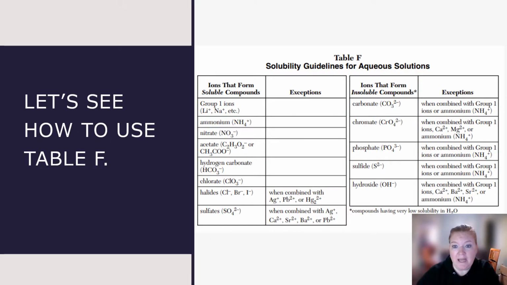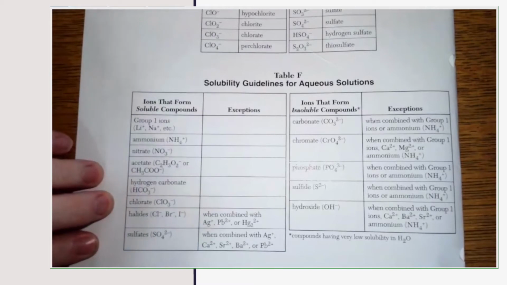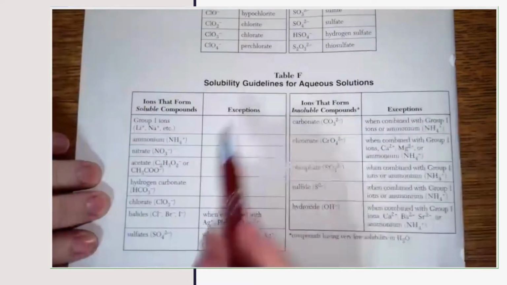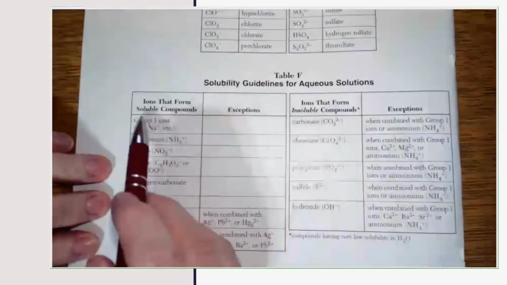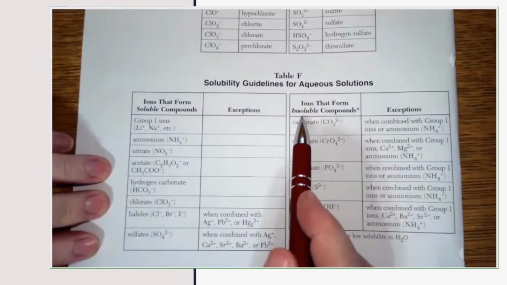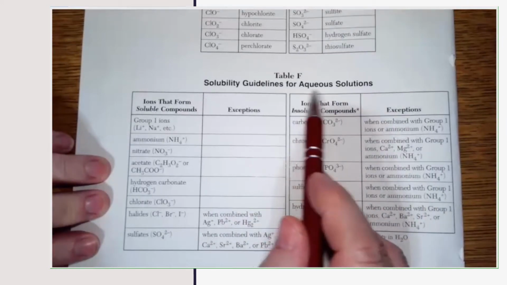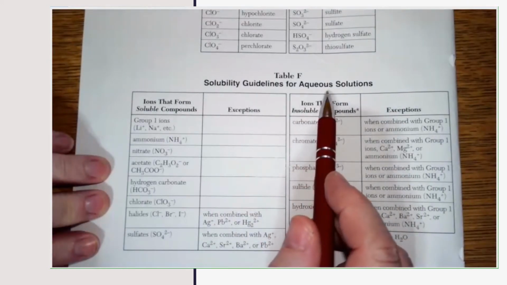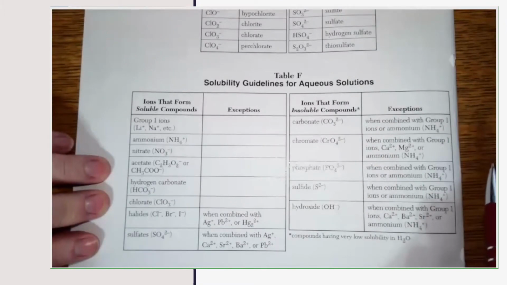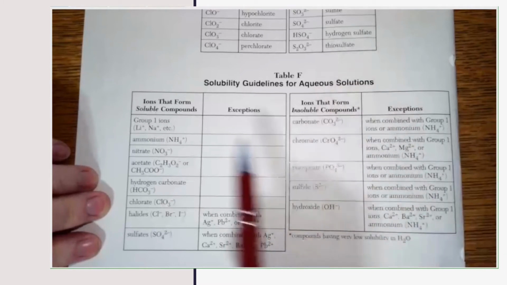So let's look at how to actually use table F, okay? I just want to go briefly over how to read this table, okay? So I have two rules. I have soluble and I have insoluble. I have exceptions, okay? I also have, this tells me it's aqueous solutions, which remember means it must be dissolved in water, okay? So when you read this table, you find your ions.